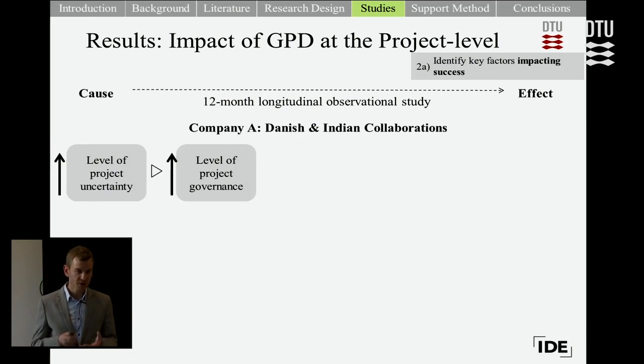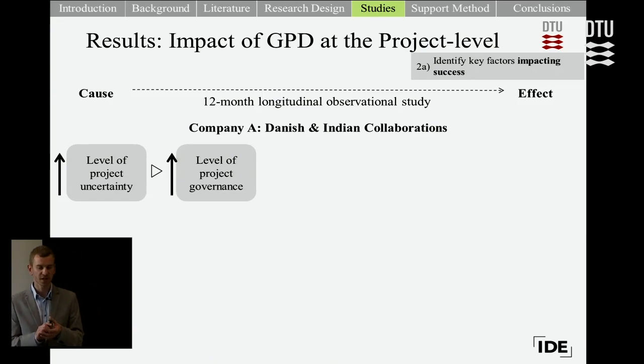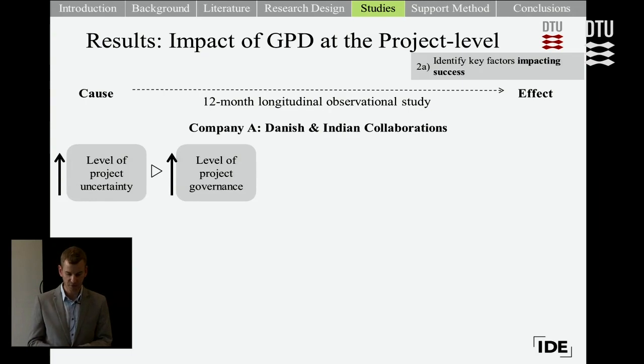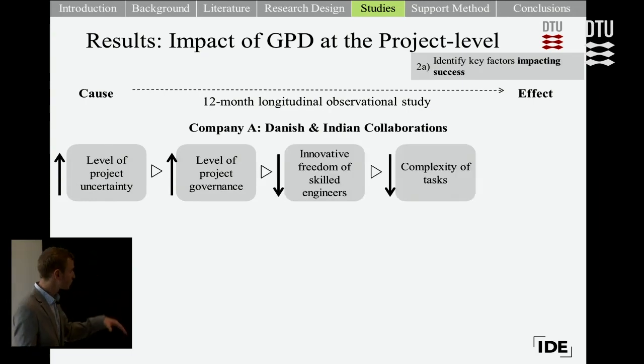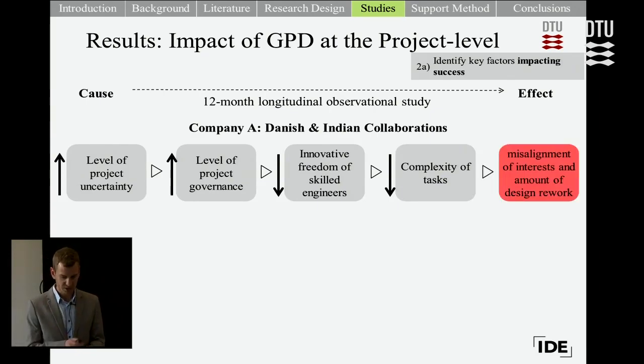So therefore they increased the level of project governance in order to reduce the risk of project failure. And to do this, they introduced the Indian engineers to a project where the solution was already known from the outset in order to control the level of innovation. So this reduced the innovative freedom of the skilled engineers in India and also reduced the complexity of tasks, which in turn resulted in a misalignment of interests and design rework and eventual project time delays.